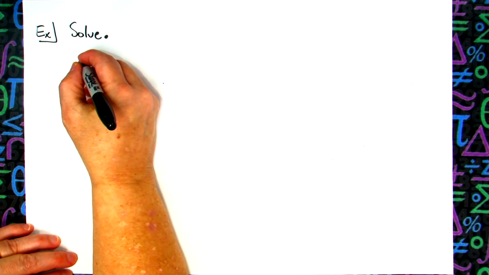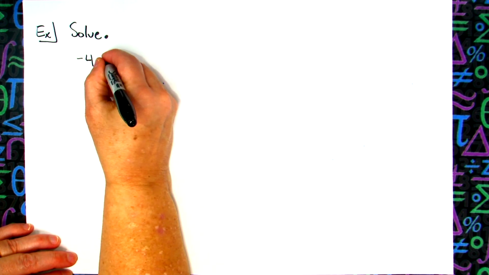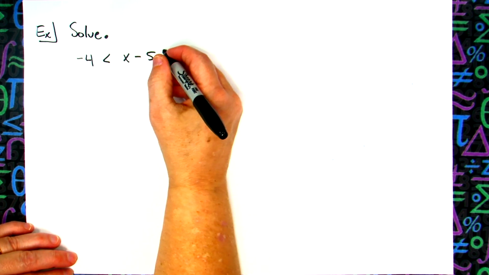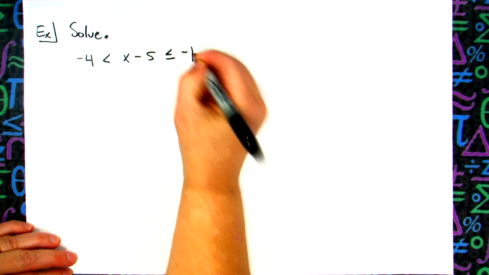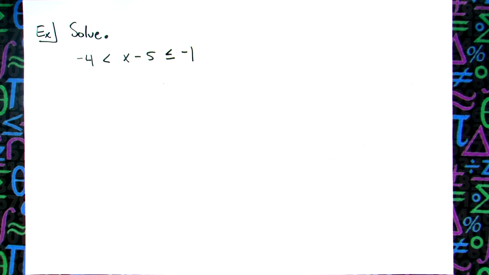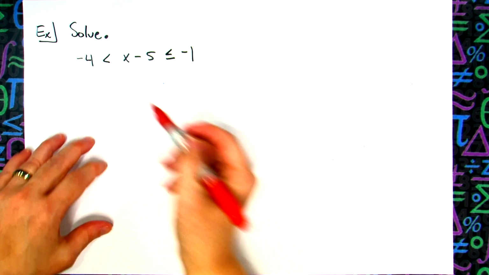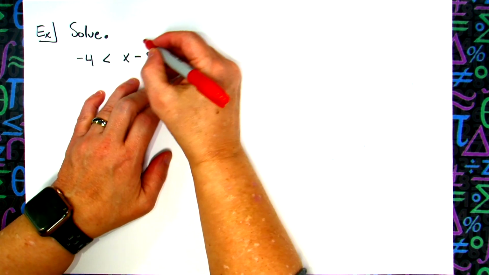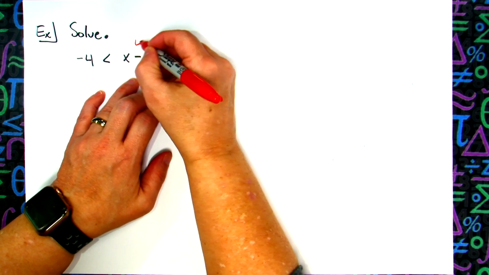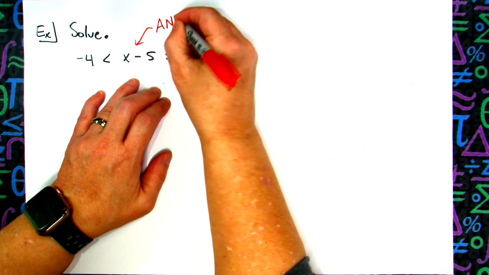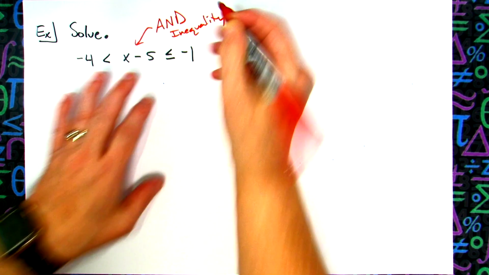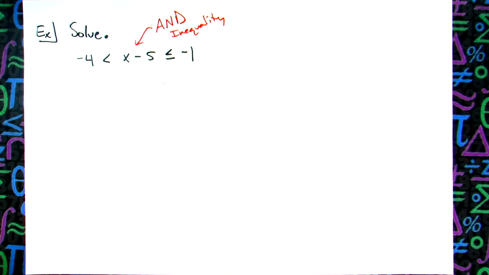So let's say it says solve and they give you -4 is less than x minus 5 less than or equal to -1. So this form, compound inequality, you just have to know it's an and inequality. So if it's in your notes, then you're going to be able to remember this. And so ands we shade on the center if we were going to shade, but we're not going to graph on this. We're just going to solve.